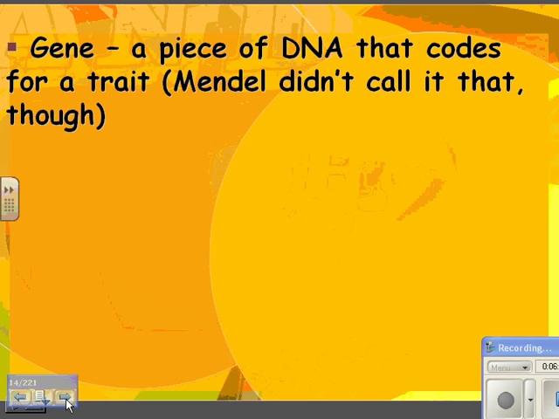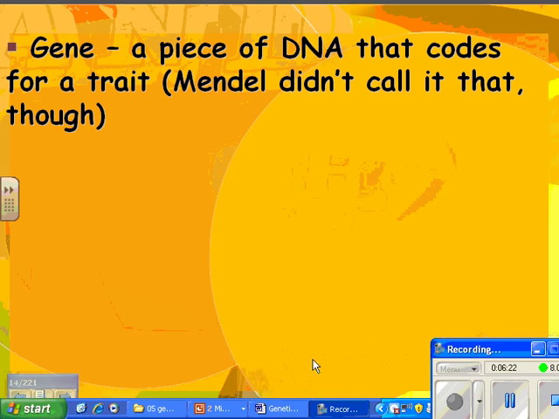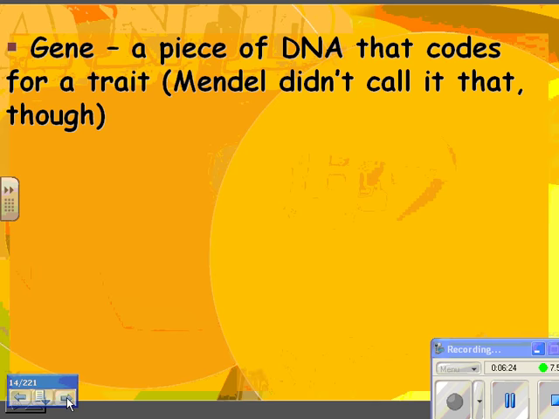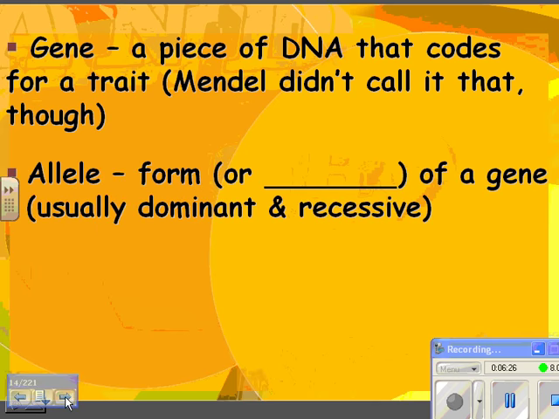A gene is a piece of DNA that codes for a trait. Mendel didn't call them genes, but we're going to. And an allele is a form or a variation of the gene. It's usually dominant and recessive, although there are codominant and incomplete dominant alleles as well, and we'll talk about those as we get through this unit. These words, gene and allele, we talked about in our last unit, the meiosis unit. So these are words that I think you're already familiar with.